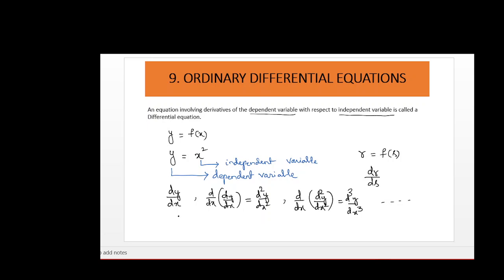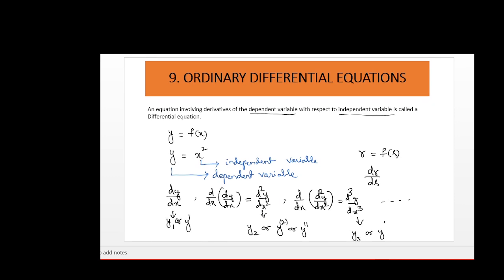By the way, these derivatives can also be represented in other notations. The first one, dy by dx, I can denote as y1 or y dash. Similarly, d square y by dx square, I can represent as y2 or y double dash. And further, d cube y by dx cube can be represented as y3 or y triple dash.